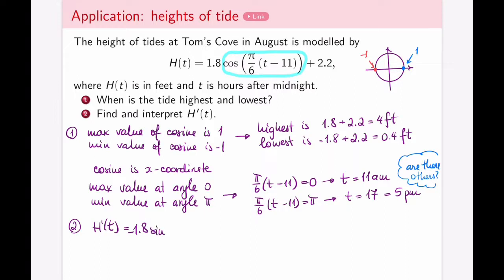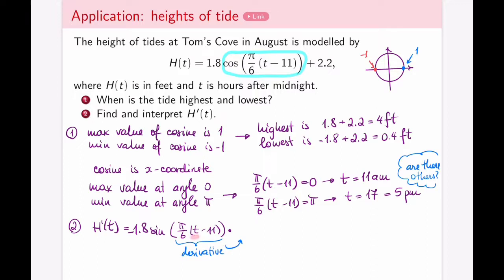So I'm going to pop a negative up front, and I'm going to have a sine. I'm going to keep the inside as is, and then multiply by the derivative of the inside. This is my inside, so I need to multiply by the derivative of it. This is also not too hard.